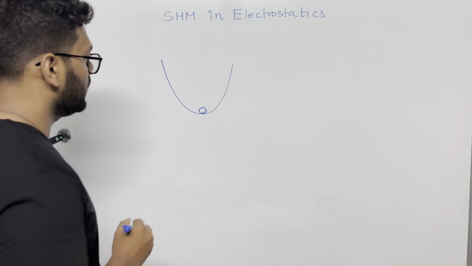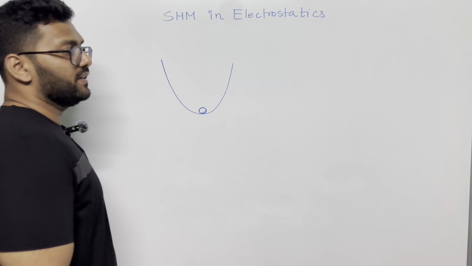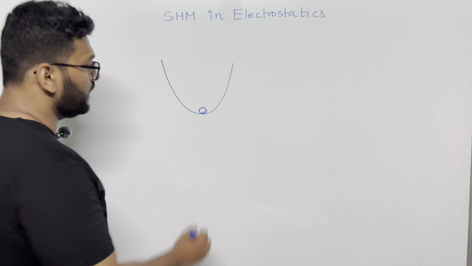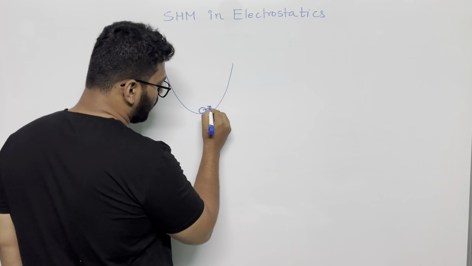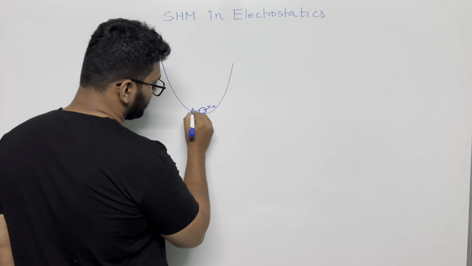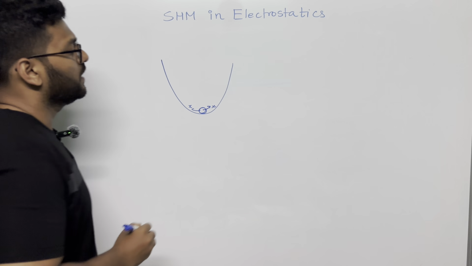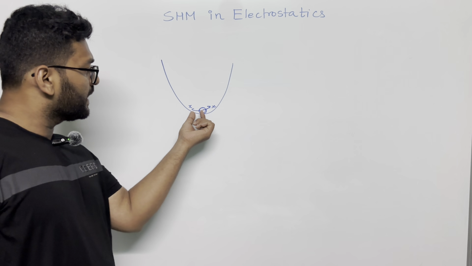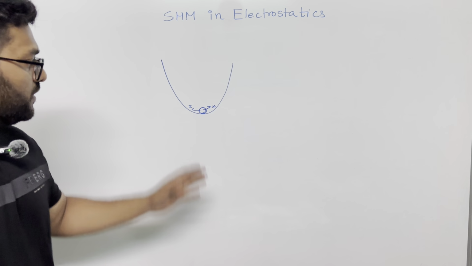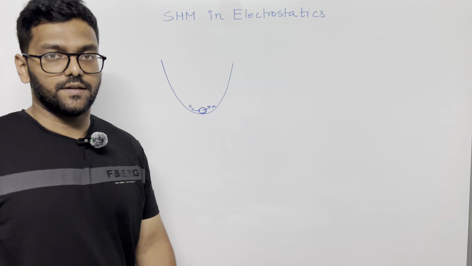a marble. Now this marble is in stable equilibrium, right? So if I displace it by a smaller amount x in this way, then what will happen? It will again come back to the same position, right? So this is a stable equilibrium example.